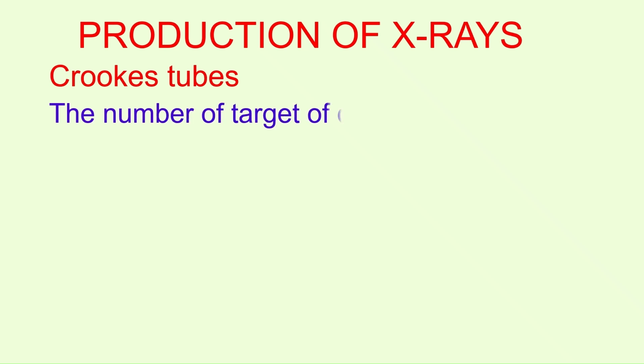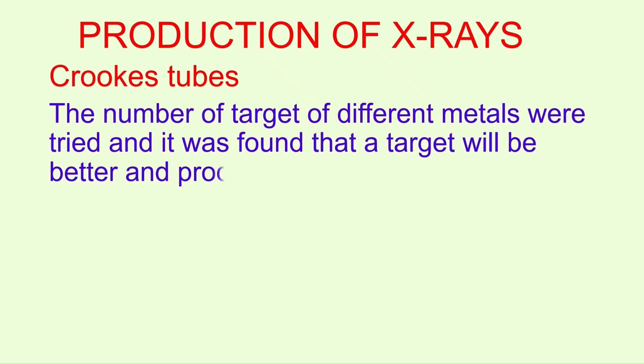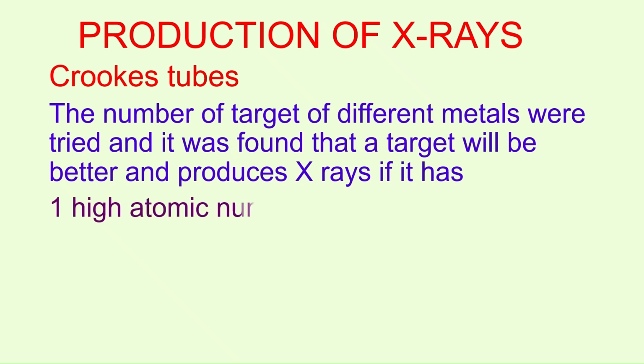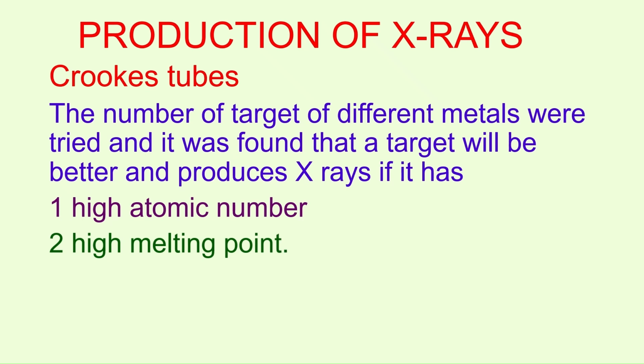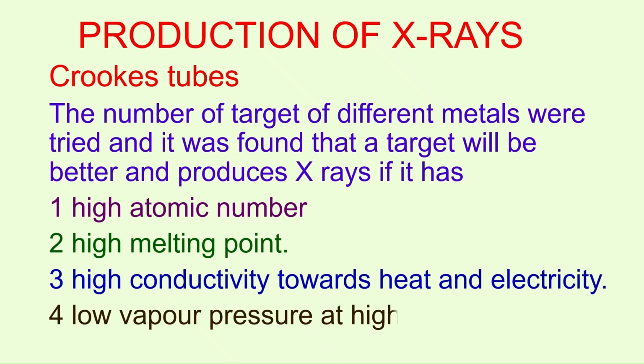A number of targets of different metals were tried and it was found that a target will be better and produces X-rays if it has 1. High atomic number, 2. High melting point, 3. High conductivity towards heat and electricity, 4. Low vapor pressure at high temperature.